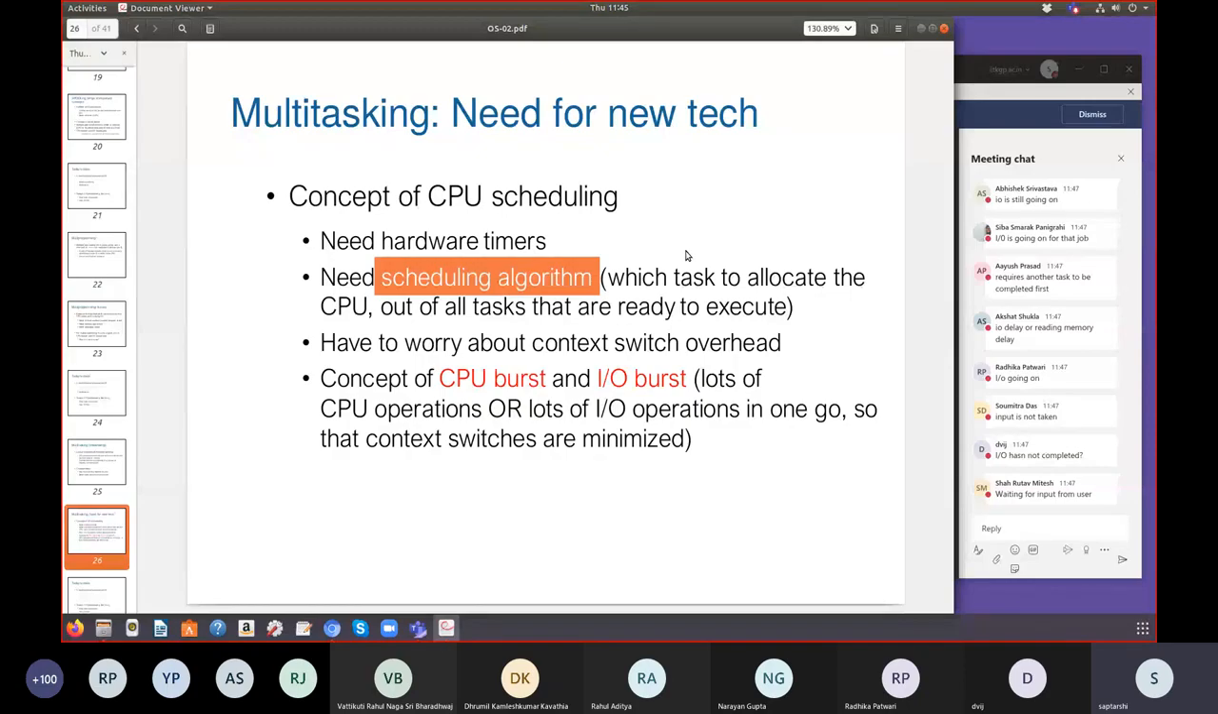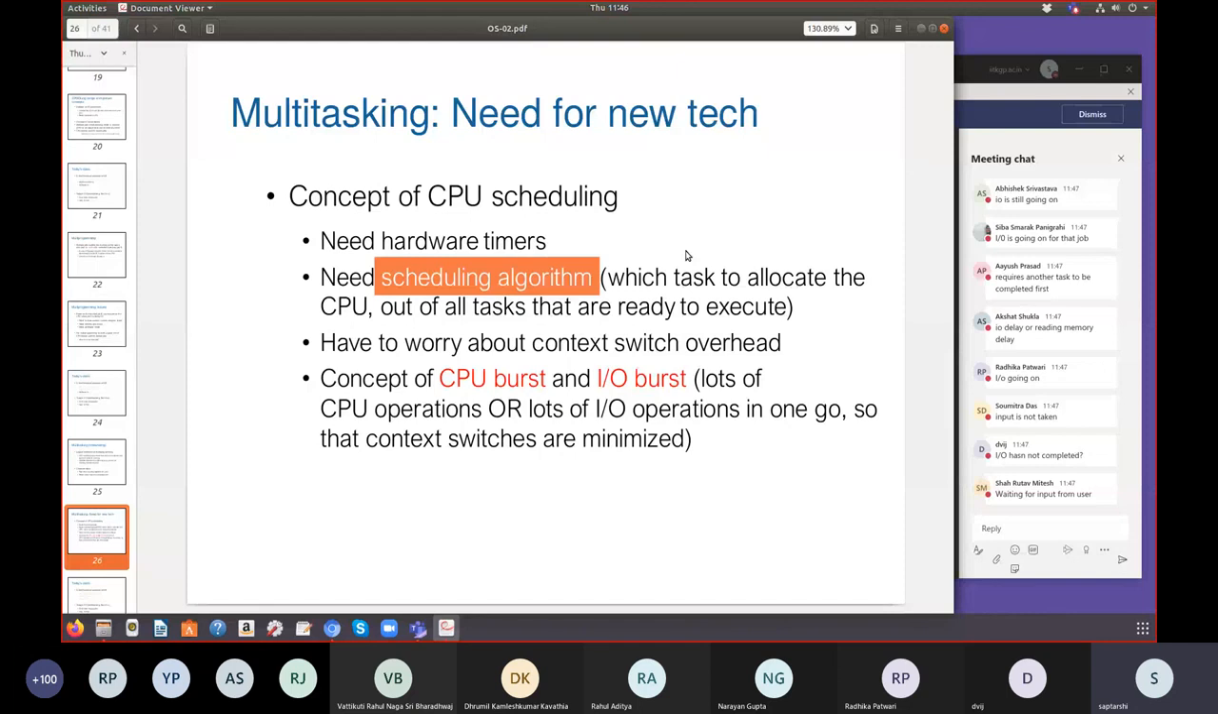So the operating system does a lot of bookkeeping, a lot of accounting. The operating system, or the kernel, knows which jobs are currently ready for the CPU and which jobs are not. And the kernel contains a scheduling algorithm. The scheduling algorithm will consider only those jobs that are ready at this point of time and will allocate the CPU to one of those jobs.